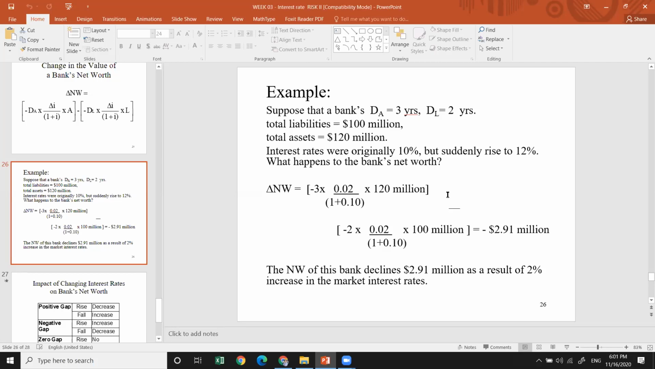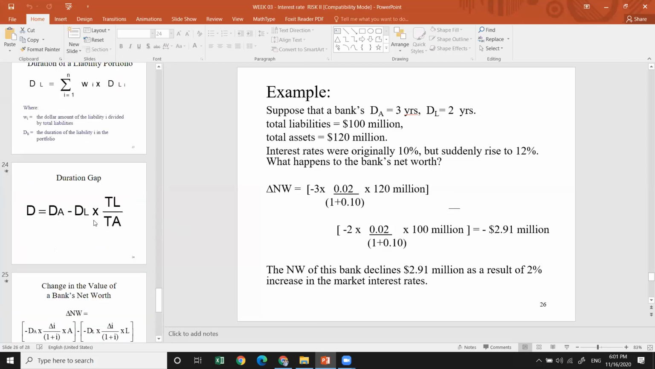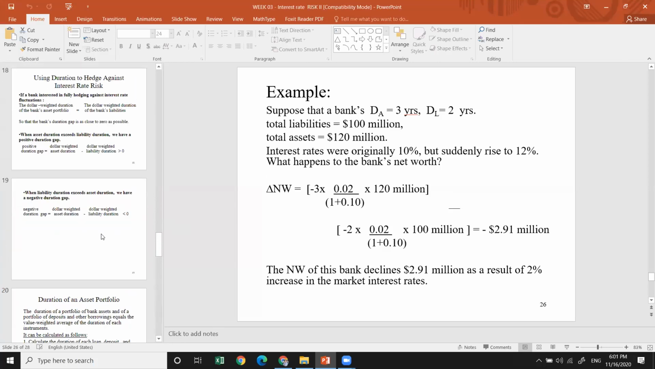So let me give you a hint. Would you change any structure of the liability or the assets? Your job, guys, is to reduce this effect. Remember the rules. Remember the rules.